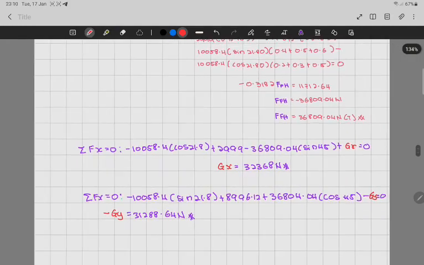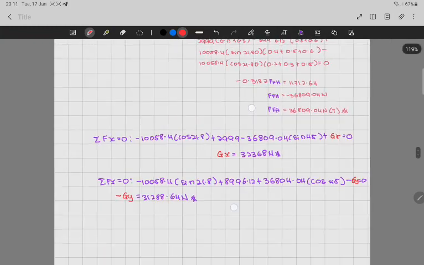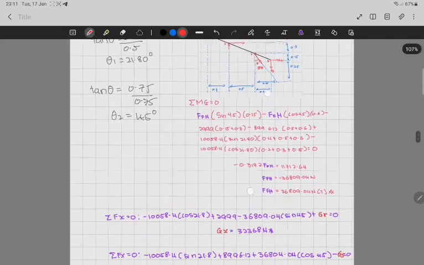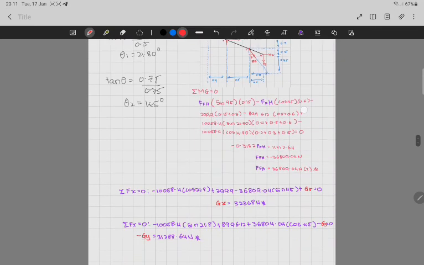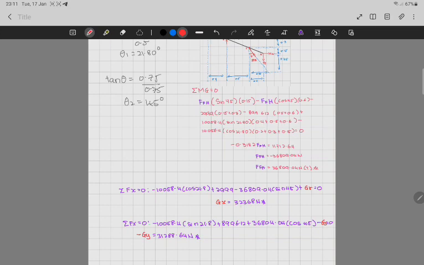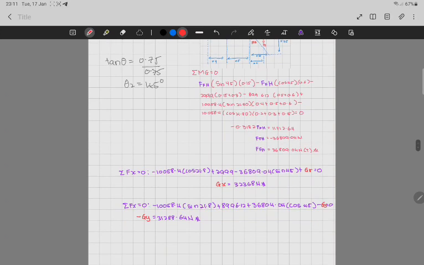So the summation of Fx is equal to 0. Whatever is going in the x direction, I put it up here. Negative 10,058.4 cos 21.8 plus 2999 minus 36,809.04 sine 45 plus Gx. Gx is the unknown over here. So I just calculate using the calculator and got 32,368 Newton.